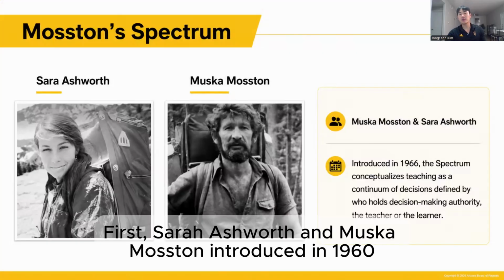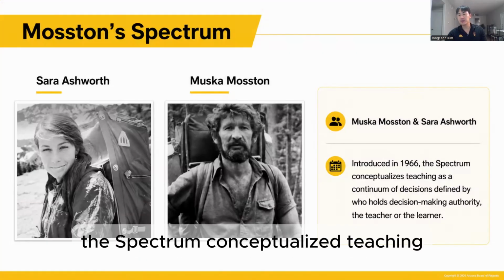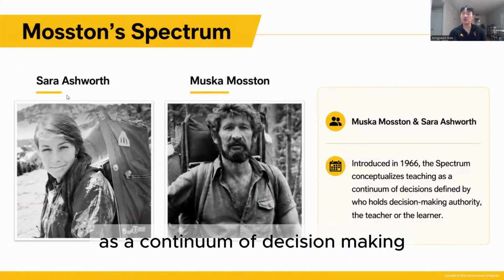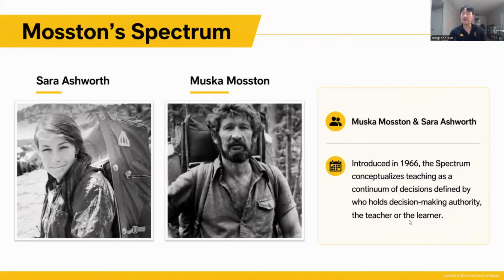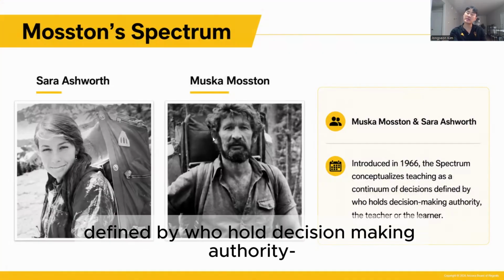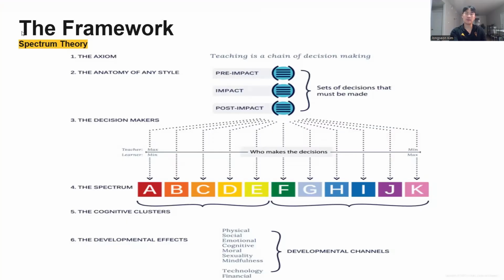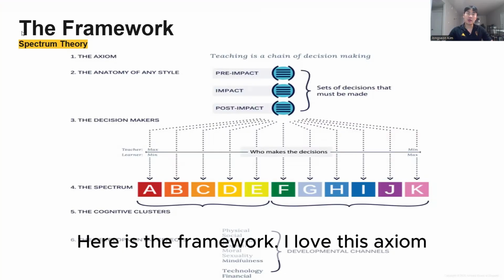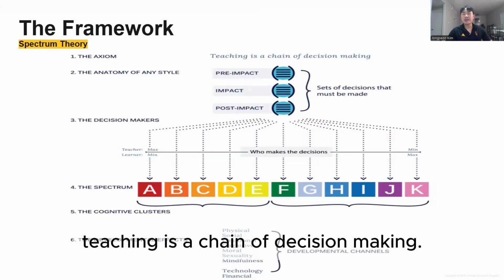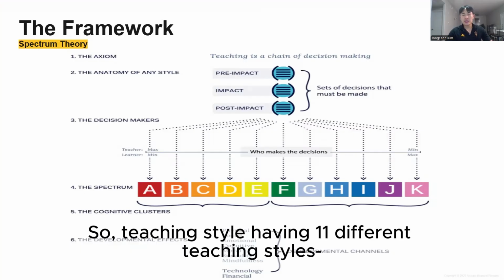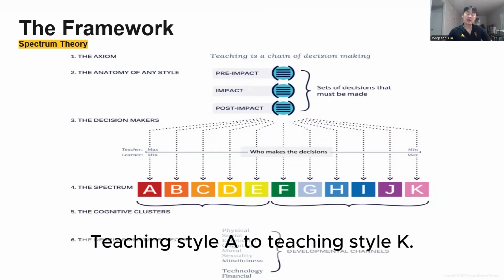First, Sara Ashworth and Muska Mosston introduced in 1966 the spectrum, which conceptualized teaching as a continuum of decision making defined by who holds decision making authority, the teacher or the learner. Here is the framework. I love this axiom: teaching is a chain of decision making. So there are 11 different teaching styles, teaching style A to teaching style K.